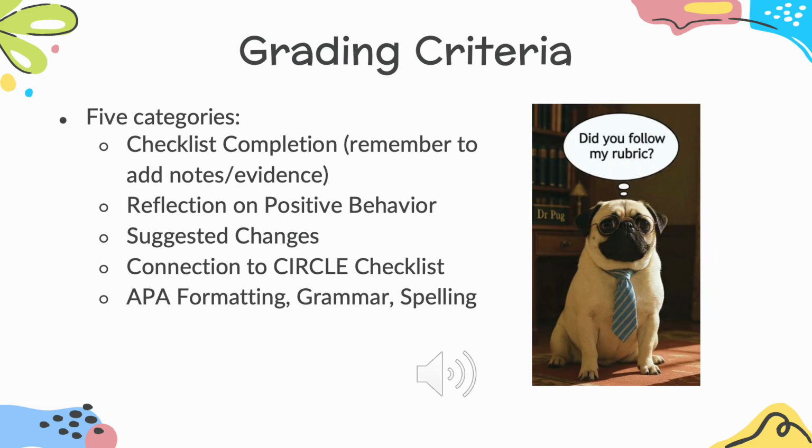There is a rubric with the assignment in Canvas. It covers 5 categories. Checklist completion. Remember to add all of your notes and evidence for the ratings that you mark. Your reflection on positive behavior, suggested changes, and the connection to circle checklist. Make sure you grab those easy points for APA formatting, grammar, and spelling.